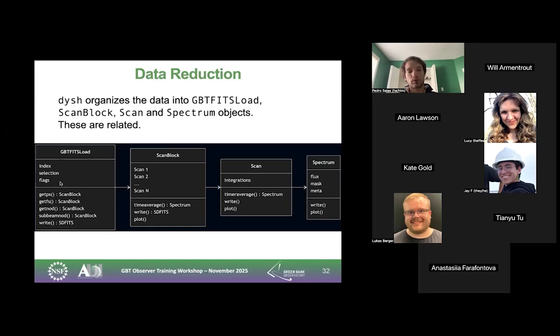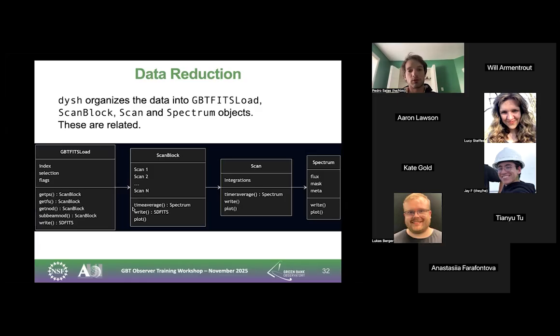The way we go from this one to this one is using a calibration method. It can be get PS for position switching, get FS for frequency switching, and/or get nod for nodding, right? Two beams, or subbeam nod when we're moving the sub-reflector. Each one of those will give you a scan block, which can contain multiple scans.